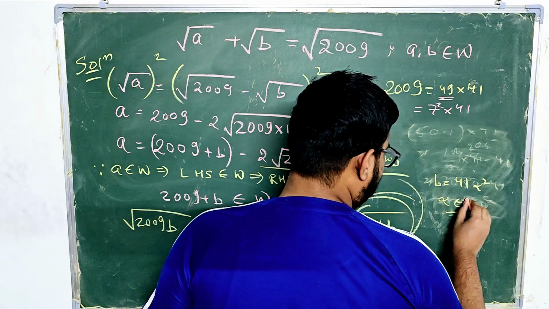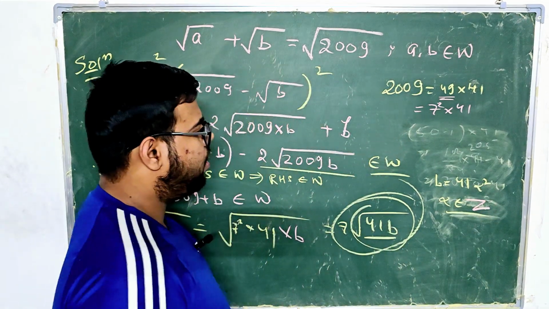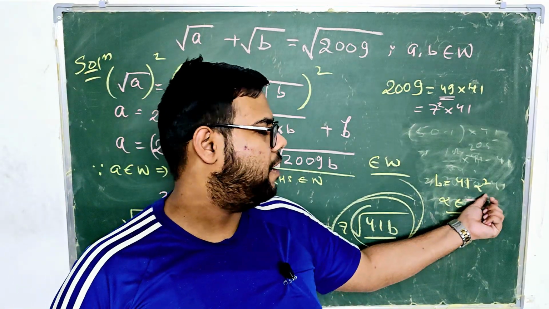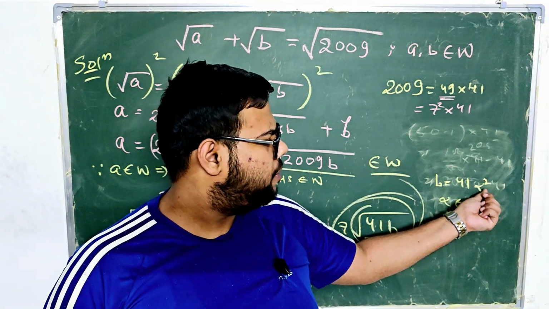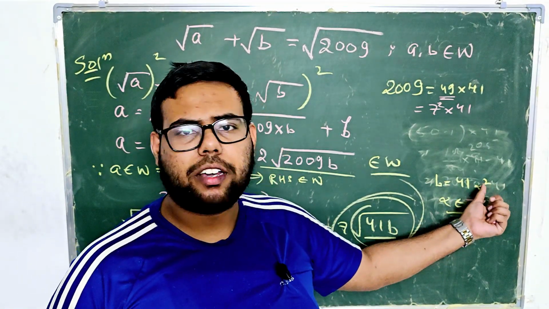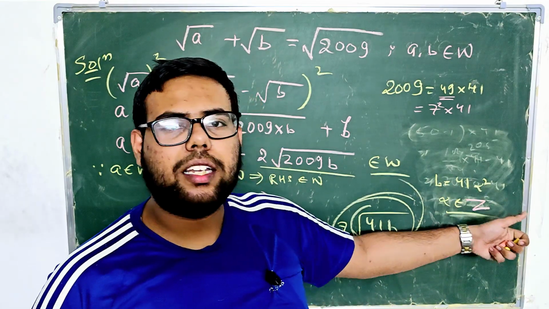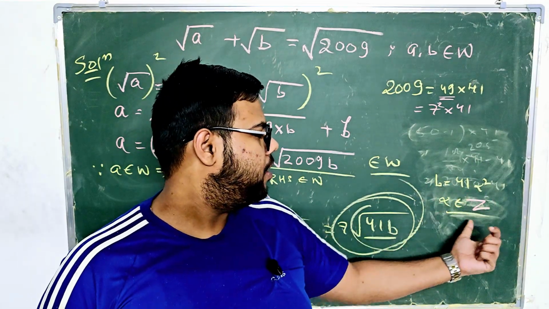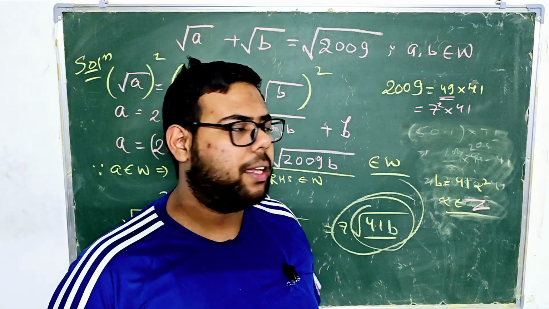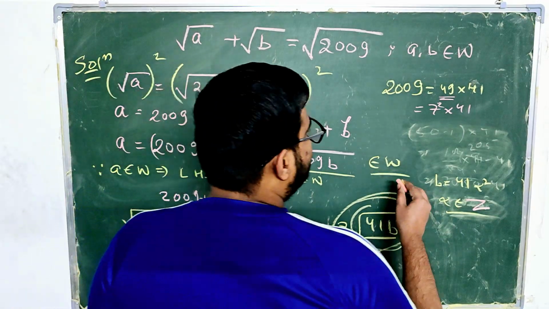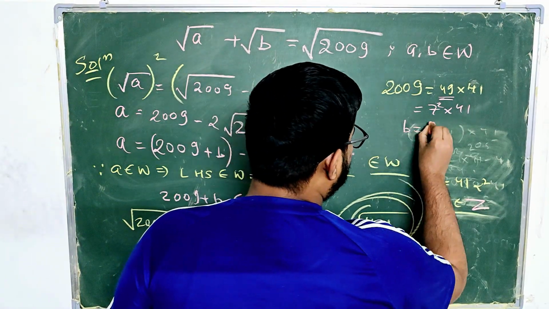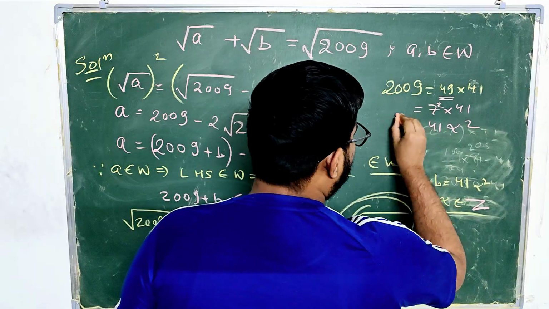Or maybe you can say alpha belongs to some integer, because of course we have alpha squared, so even if alpha is negative, alpha squared will be positive. So b is again a whole number, and alpha can belong to integers. So we have deduced the relation that b is equal to 41 times alpha squared.